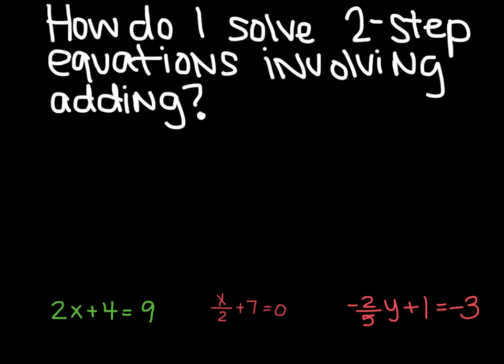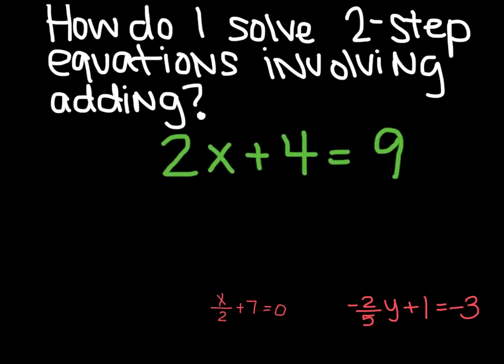How do I solve two-step equations involving adding? We have three examples we're going to do together. The first one is 2x plus 4 equals 9. Identifying the variable side: it is the side with the variable, which in this case is the left side.